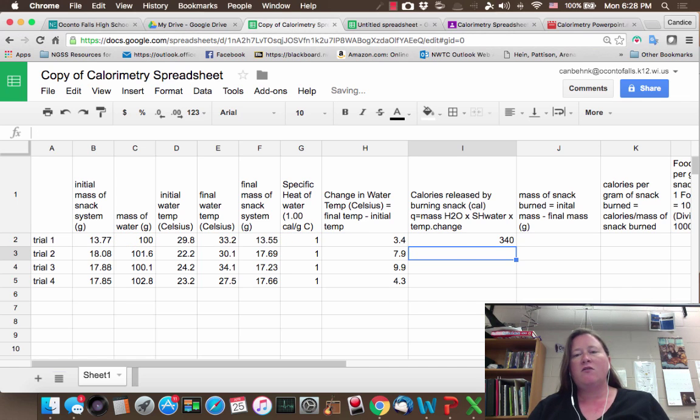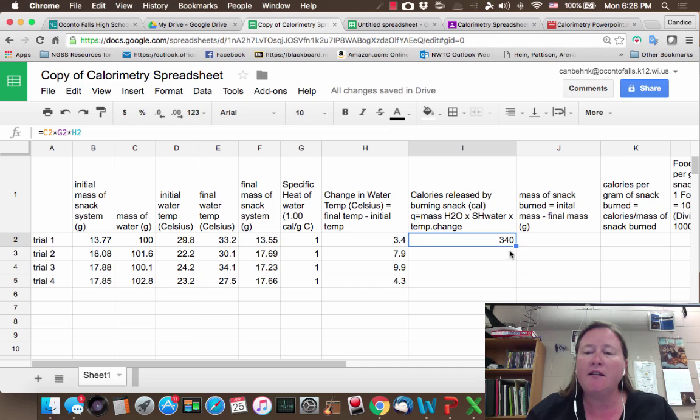All right, so here in this case, the calories released by the snack is 340. Again, with this, we can have this calculation repeated by hovering over the little blue square until you see the plus sign. Now, one thing, I am working on a MacBook Pro right now, so it might look a little different than what yours looks like. I think I remember it being a larger or more bolded plus sign, but hovering over the plus sign and then dragging down for the rest of the calculations.